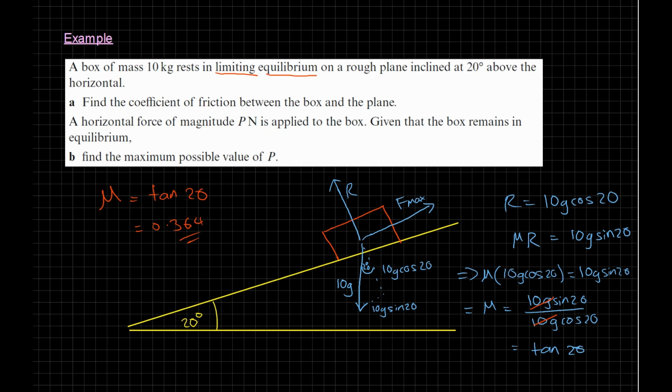Okay, let's look at part B then. A horizontal force of magnitude p newtons is applied to the box. Given that the box remains in equilibrium, find the maximum possible value of p.